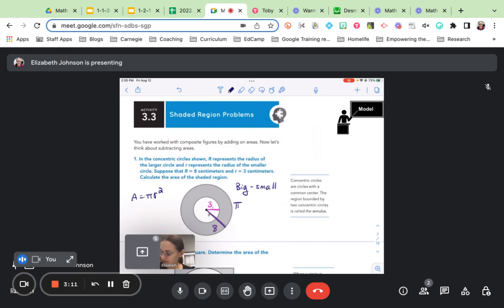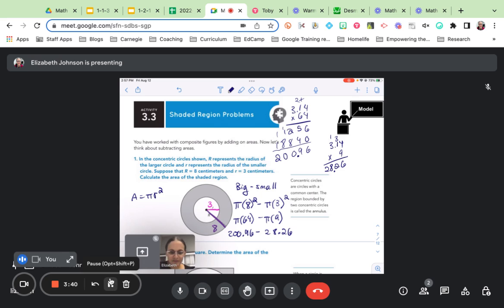For the big circle, we would have pi times 8 squared. For the little circle, we would have pi times 3 squared. Now this isn't looking so hard. There's our plan. I'm going to pause the video because you can do this. I want you to work with a partner and figure out the area of the shaded region here by following our plan.